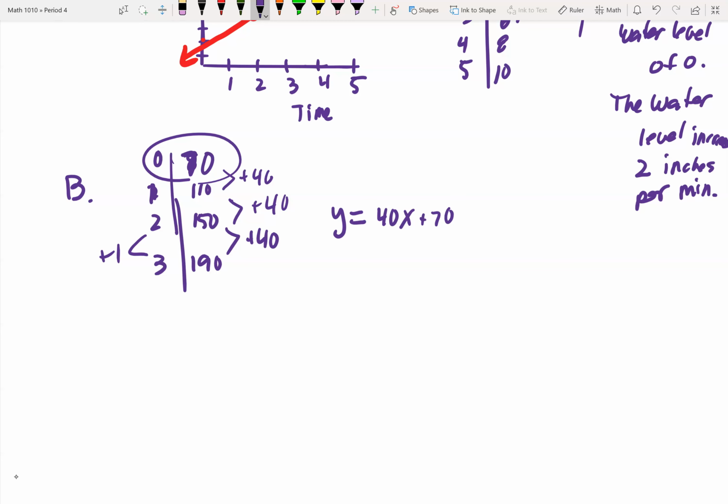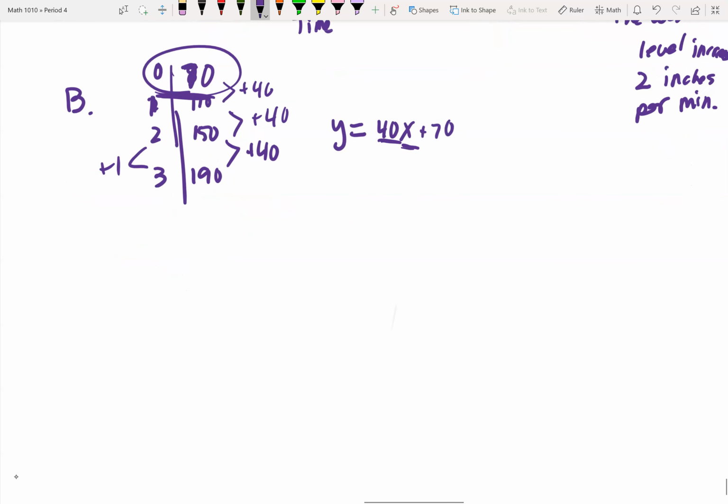You guys can do it. So I'm going to say you begin with a temperature of 70 degrees Fahrenheit, and each minute that passes, the temperature goes up 40 degrees. Okay, whatever it is. Maybe you're cooking or something.